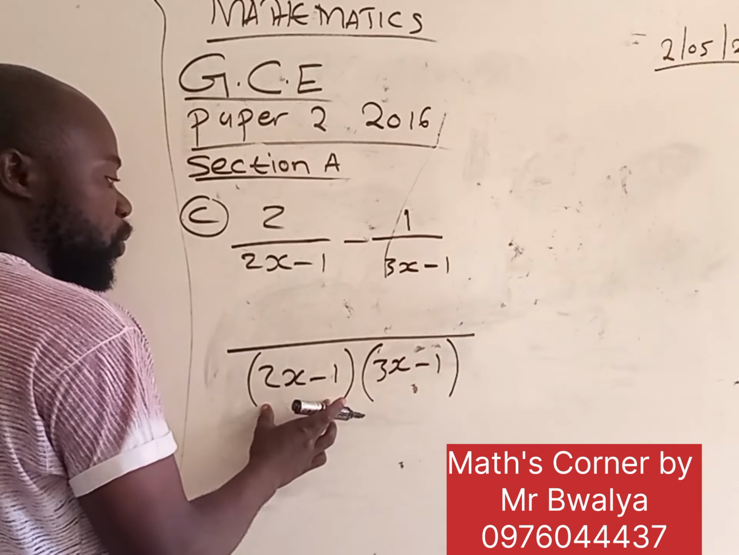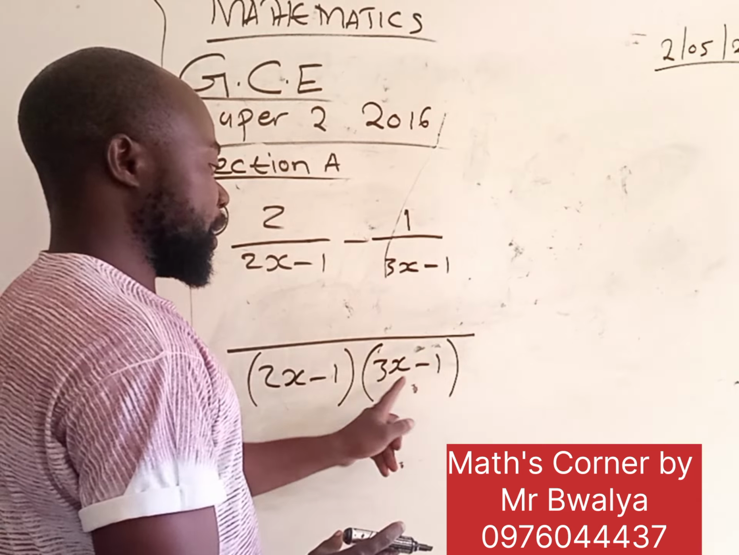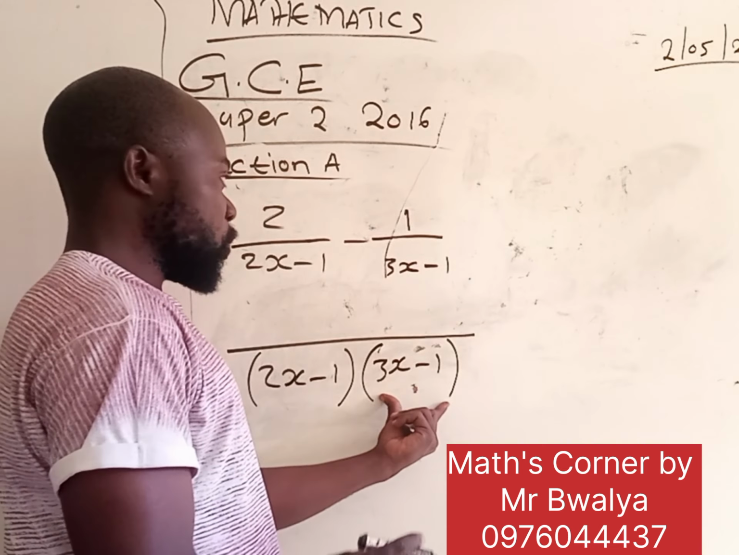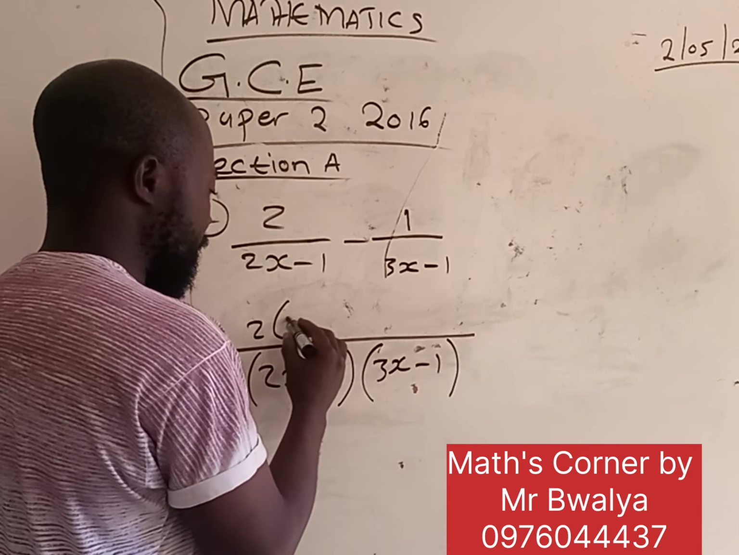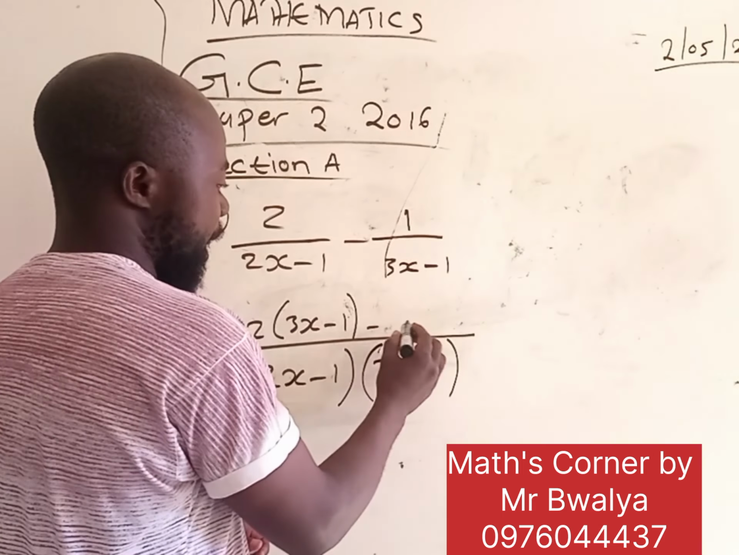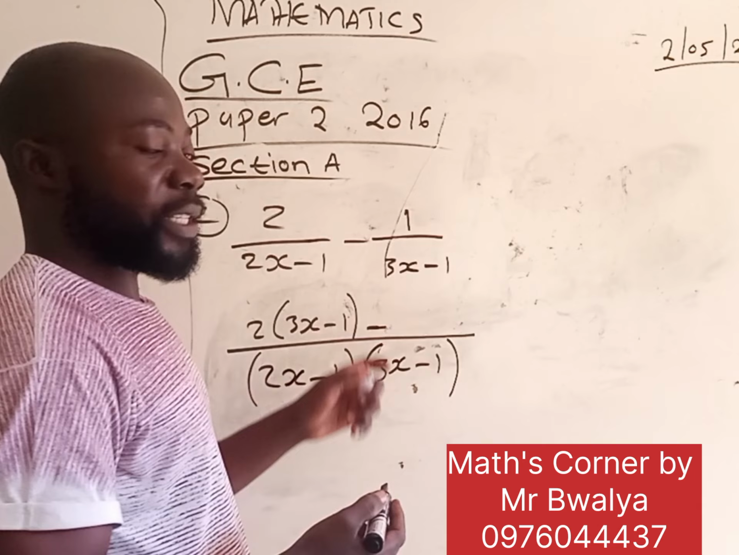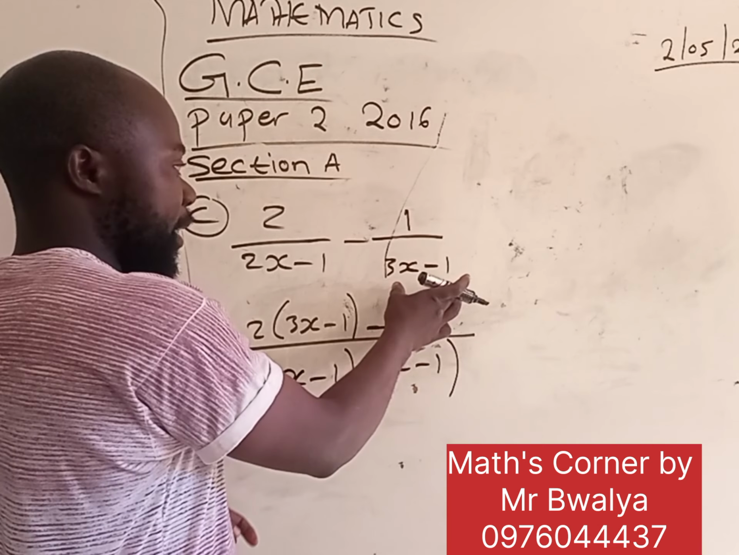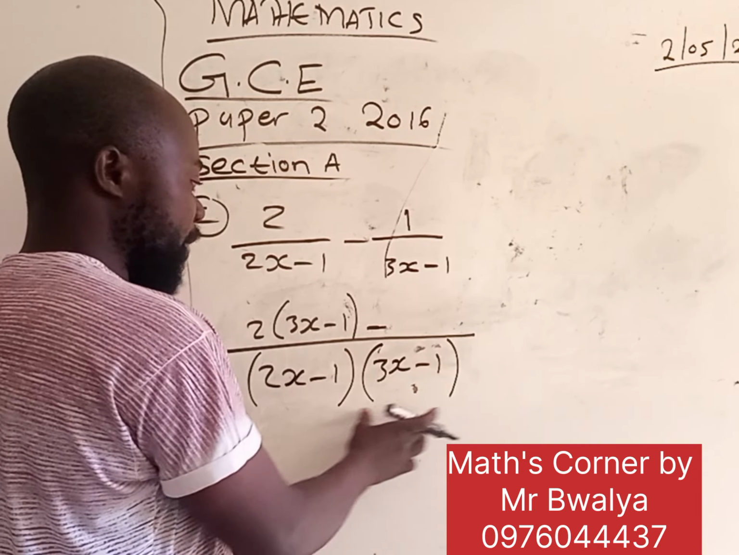So of which this one to be 1, then 1 times 3x minus 1, which is this one here. So this 1 times 2 there, so it will be 2 open bracket 3x minus 1 close bracket, minus the sign there given. If it is positive, you indicate positive. If it is negative, you indicate negative.